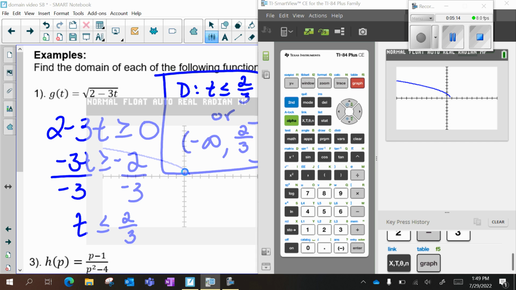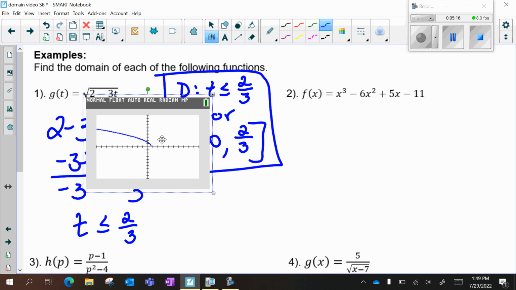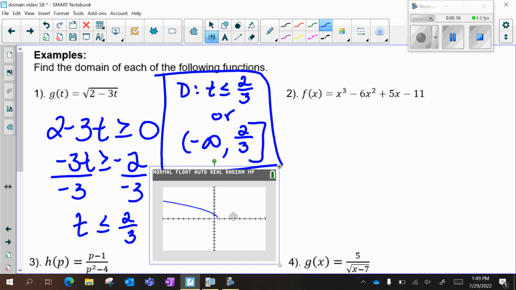here is what this graph looks like, which relates perfectly to our domain. It is going infinitely in this direction, which is where my negative infinity comes from. And this value over here is the 2/3.